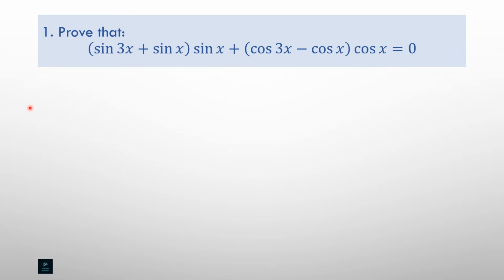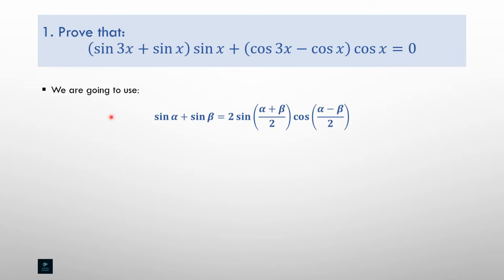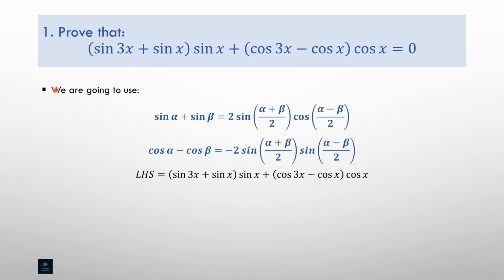cosine of angles. Therefore, we will use the following relations: sin α + sin β equals 2 sin((α+β)/2) cos((α−β)/2), and cos α − cos β is equal to −2 sin((α+β)/2) sin((α−β)/2). The left hand side of this equation is (sin 3x + sin x) times sin x plus (cos 3x − cos x) times cos x.